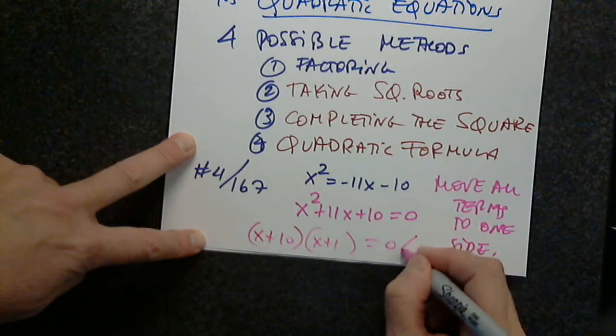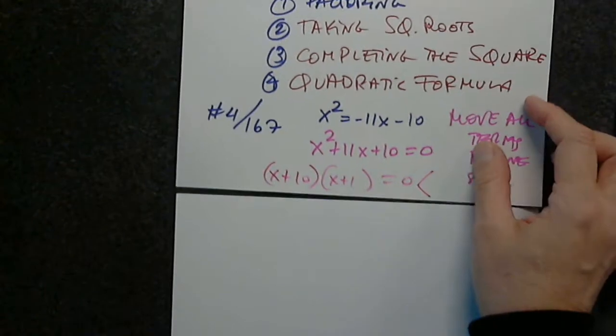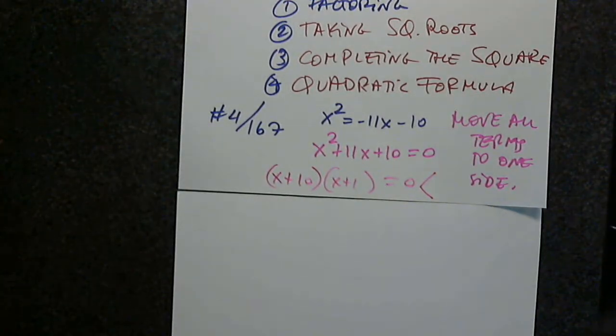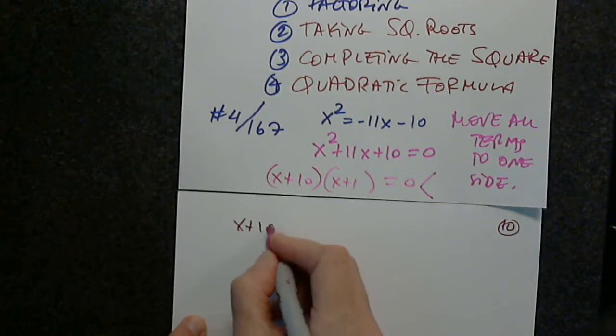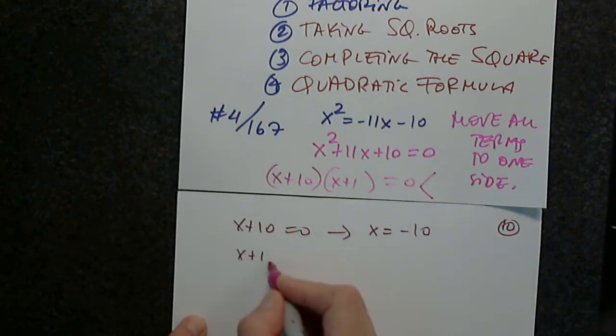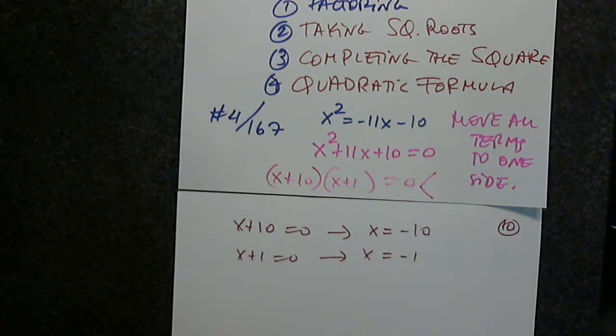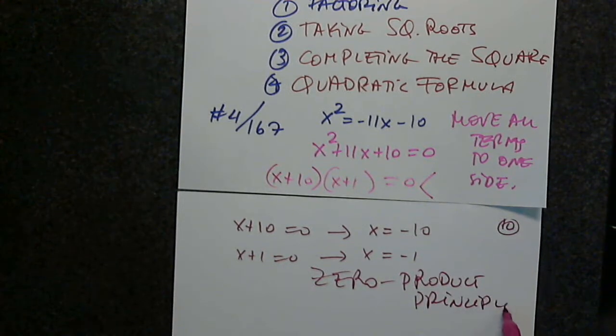Excellent. So now we are using the 0 product principle. When a product of 2 factors is 0, then either factor can be 0. X plus 10 equals 0 means x equals, we move, -10. And x plus 1 is 0, we move, and we get -1. So we used the 0 product principle. When a product of factors is 0, any of the factors can be 0.